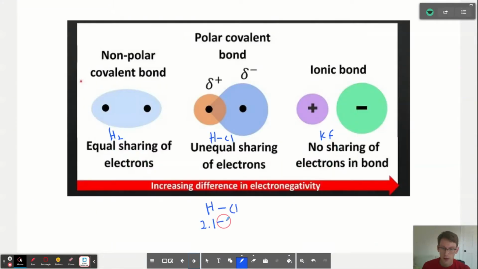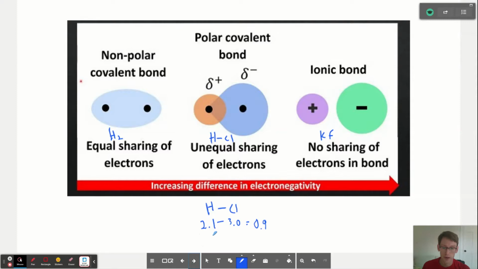So we get an electronegativity difference of 0.9, and that means that the electrons are not shared entirely evenly between the hydrogen and the chlorine. It means that the chlorine is pulling electron density towards it just a little bit more than the hydrogen is pulling electron density towards itself. And so this will make a polarized compound where the chlorine is a little bit partially negative and the hydrogen is partially positive.